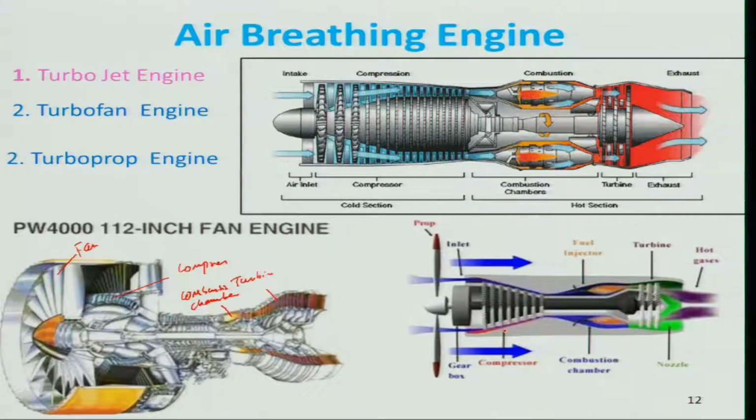The gearbox will reduce the speed of this coupling, from the compressor to the shaft. In this case, most of the thrust is produced by the propeller, and some of the thrust is produced in the nozzle, which is the residual thrust, a very small quantity compared to the propeller. So, these three kinds of engines we will be discussing, and we will also be discussing the ramjet.